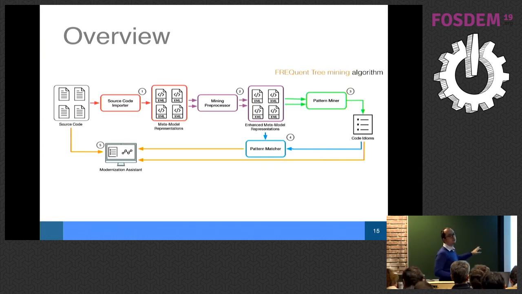As I was telling you in the general view, we have a source code importer that is able to gather this information in a common representation. Then we have some mining preprocessors that help us to clean up the representations. And then we have the pattern miner. Actually, it's important to say that now we are running a pretty simple algorithm, frequent tree mining. But we are trying to explore all the possibilities that you have with this kind of algorithm.